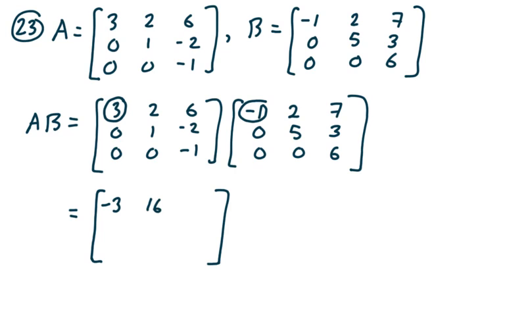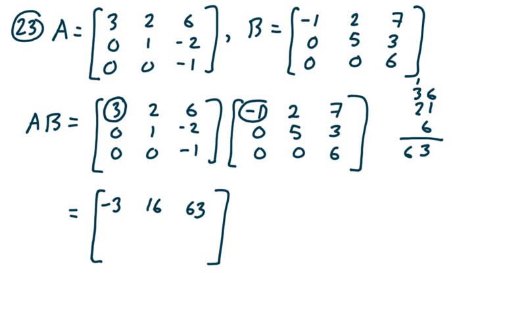Then the entry in the first row, third column: 3 times 7 is 21, 2 times 3 is 6, and then 6 times 6 is 36. If I add those, 6 plus 1 is 7, 7 plus 6 is 13, write down the 3, carry the 1, 63. Sorry, a little old school.